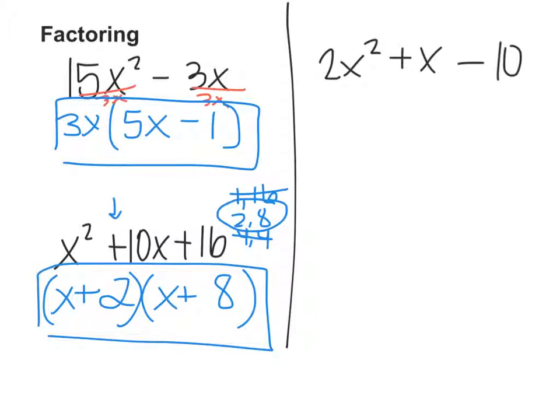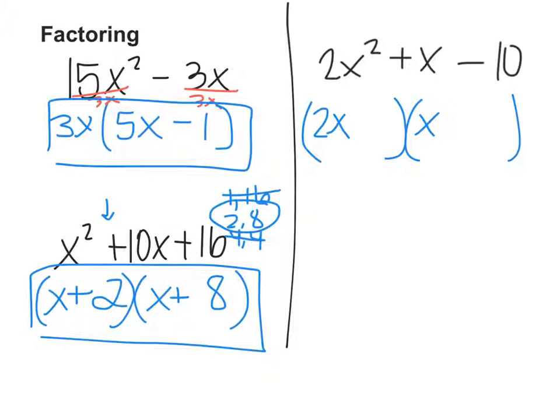When we look at 2x squared plus x minus 10, this one's a little different. We know we're going to have 2 sets of parentheses still, but this time we know it has the 2x squared, so that means 2x has to go in one spot, x has to go in the other. When we have this 10, so now we have to look at 10. Now I know that I have factors of negative 10, so I'm either going to have negative 10 and positive 1, positive 10 and negative 1, 5 and negative 2, or negative 5 and positive 2.